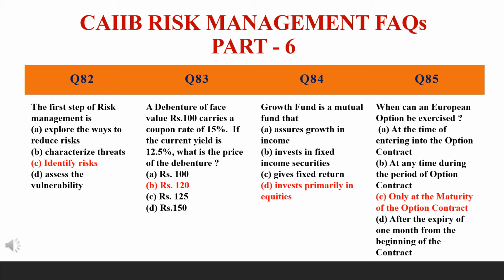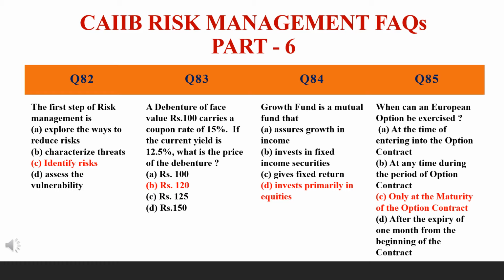Then the next question is, a debenture of face value rupees 100 which carries a coupon rate of 15%, if the current yield is 12.5%, what is the price of the debenture? Okay, see, debenture is there. FV, that is the face value, is 100 which carries a coupon rate of 15%. So if the interest rate is 12.5 instead of 15, what will be the price? The answer is 120. But see how we got 120.